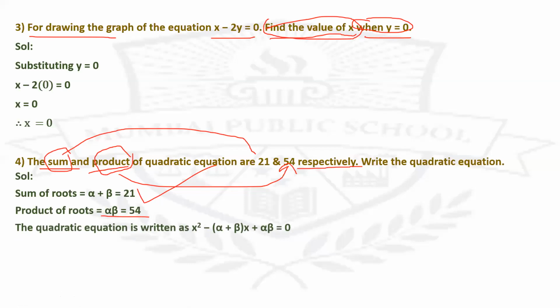So the quadratic equation is written as, now how do you write the quadratic equation? The formula is x squared minus (alpha plus beta) x plus alpha beta. Now here, just substitute 21 in place of alpha plus beta and 54 in place of alpha beta. So the equation is x squared minus 21x plus 54 equals 0. Very simple. Understand?